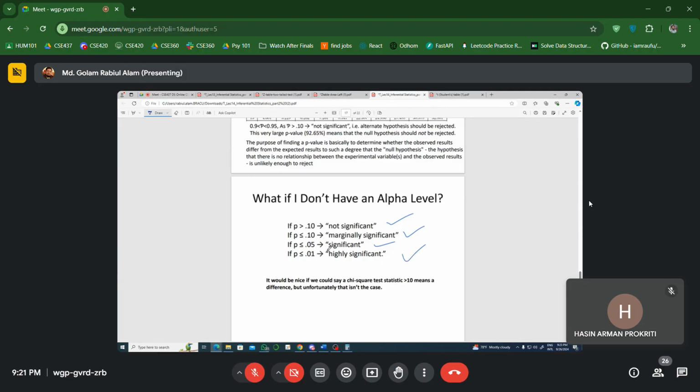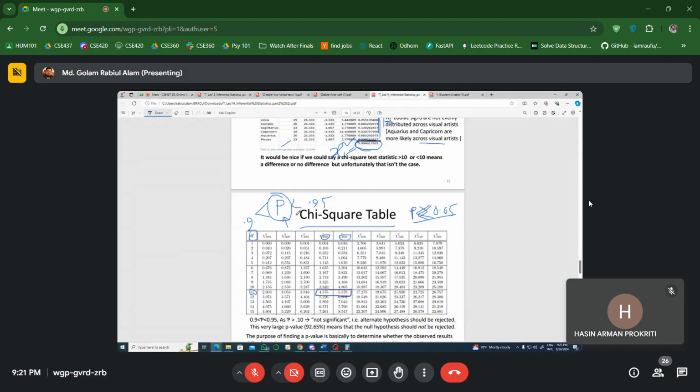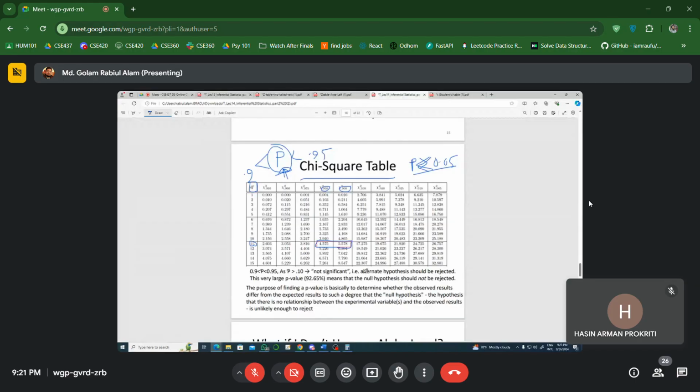Okay, so we can see that our p value belongs to this range, 0.9 to 0.95. That means this is not significant. So if this is not significant, then the alternate hypothesis should be rejected. That means the null hypothesis should not be rejected, because this is not significant. So the null hypothesis should not be rejected.